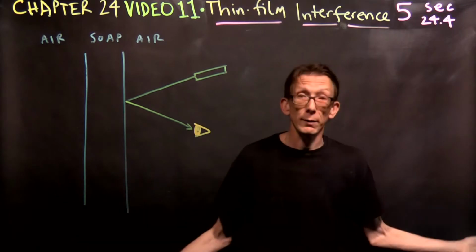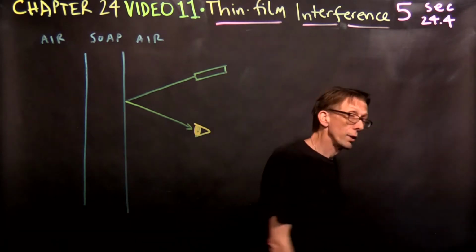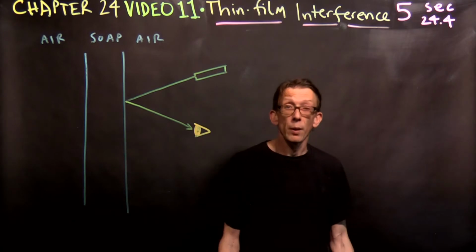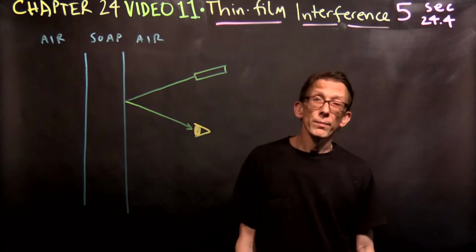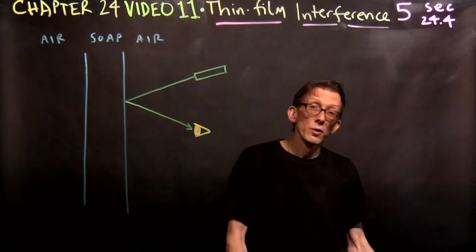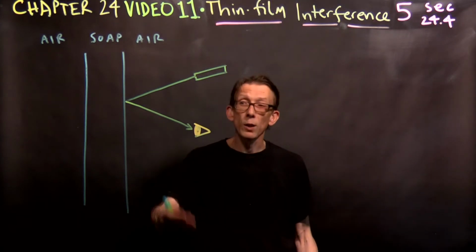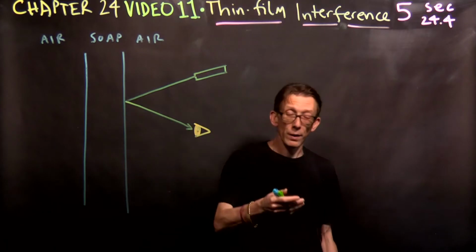That's how you see everything, whether it's your dog or whether it's, you know, a doorway, whatever it is, you see it because the light's reflected off of it. I mean, there are exceptions, right? You don't see the sun because light's reflected off of it, or a candle flame. But in this case, you see the soap film because light reflects back off of it.